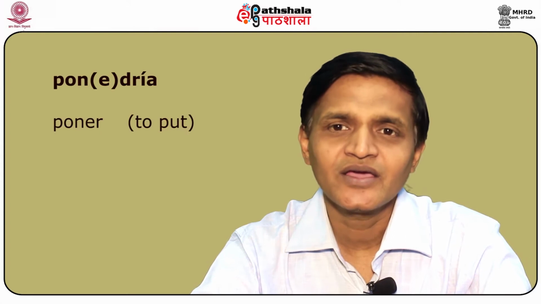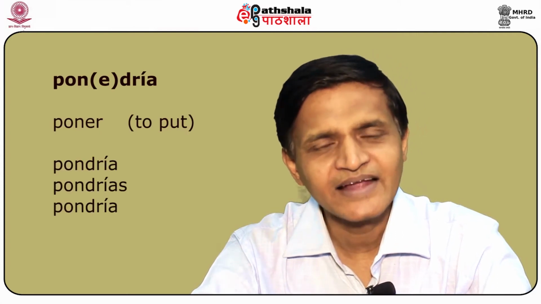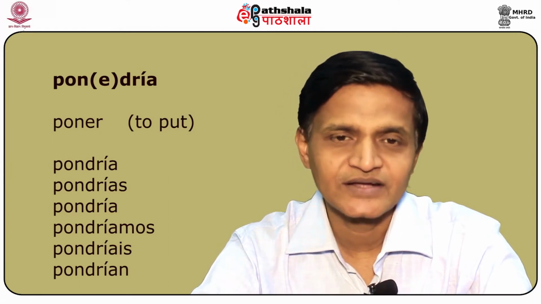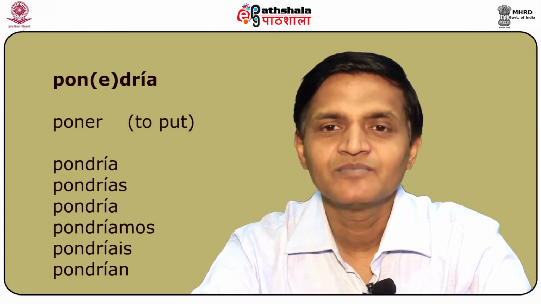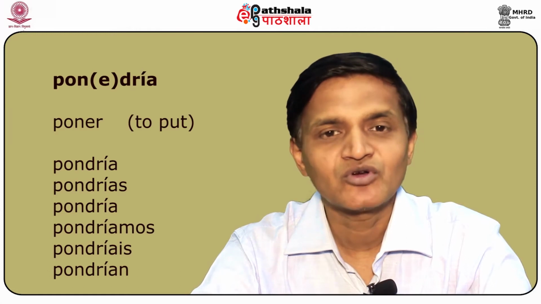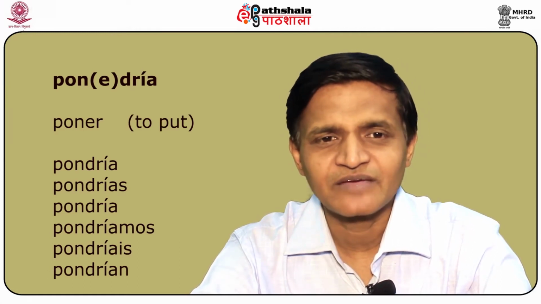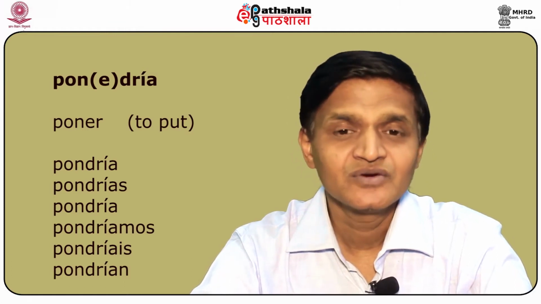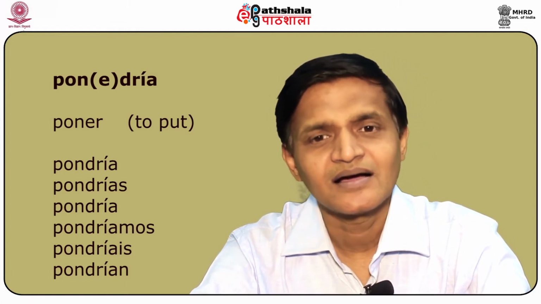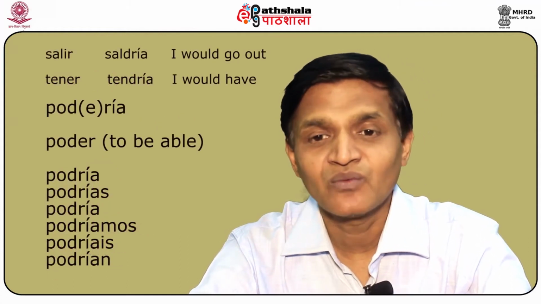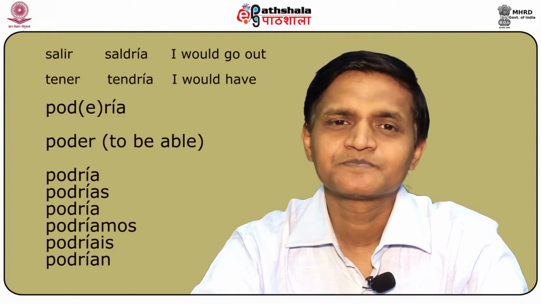Verbs like poner drop the E or I of the infinitive and add the consonant D. Poner, to put: pondría, pondrías, pondría, pondríamos, pondríais, pondrían. There are other verbs like poner, like salir, which changes to saldría, I would go out, etc. Tener, tendría, I would have, etc.